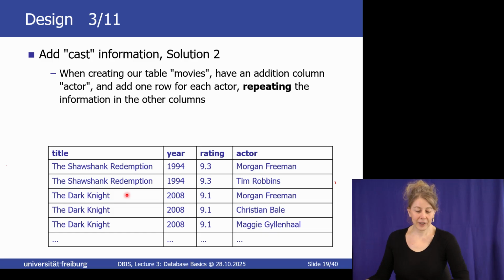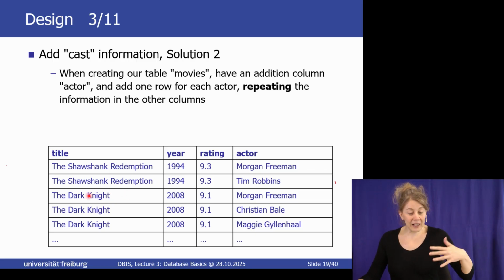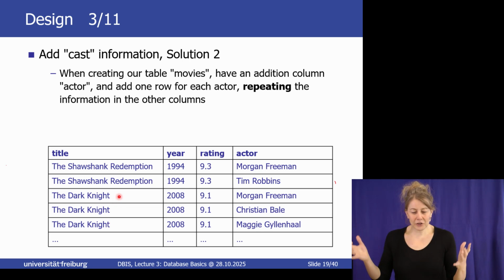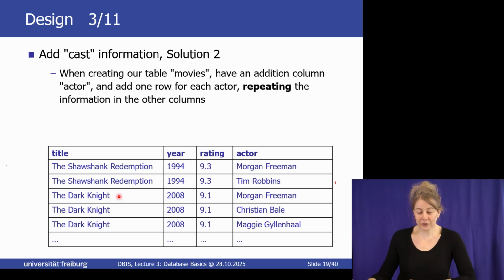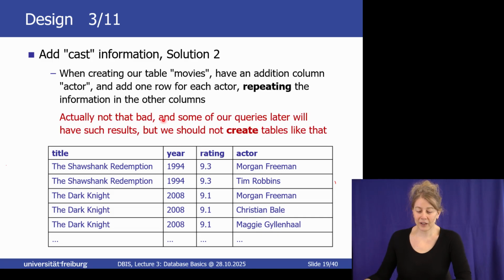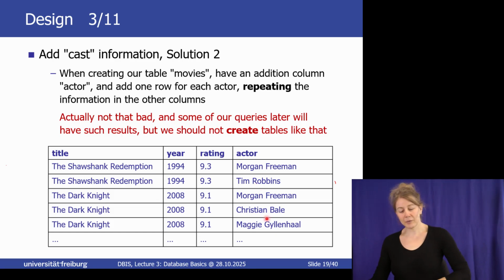Why do you get it? Because the result from a database system is always a table. So if you have results and they all share the same something, like the same title, you have to repeat it. You don't get structured things or trees or JSONs or something like this. You get a table, so you have to repeat stuff. So you see this in databases, but that's not a good way to start a database. Some of our queries have such results, but you should not create tables like that.